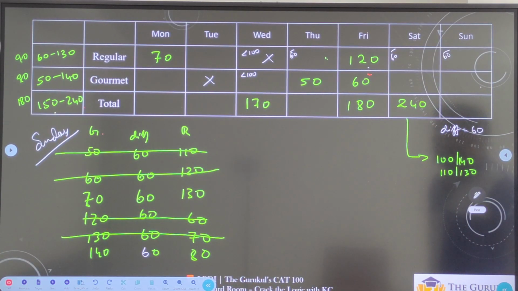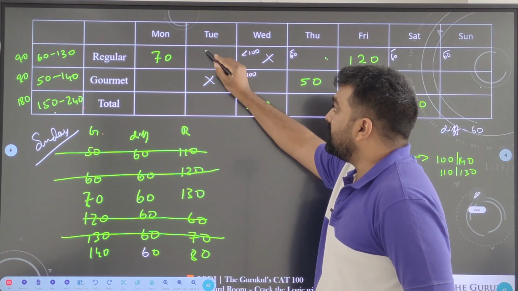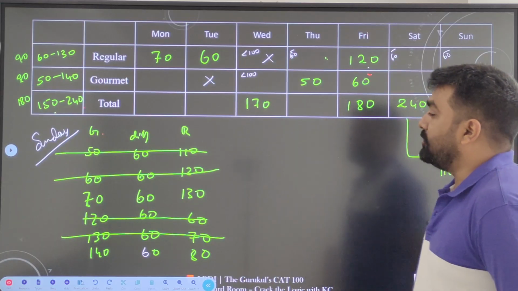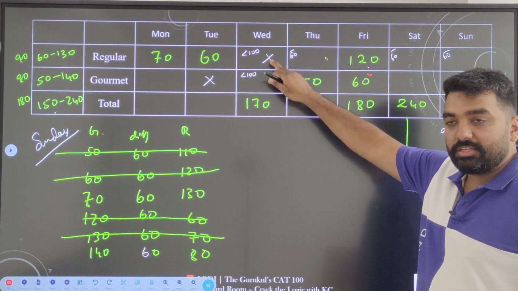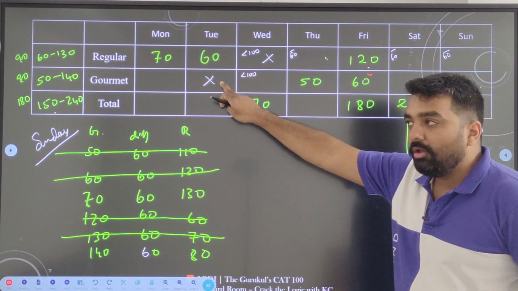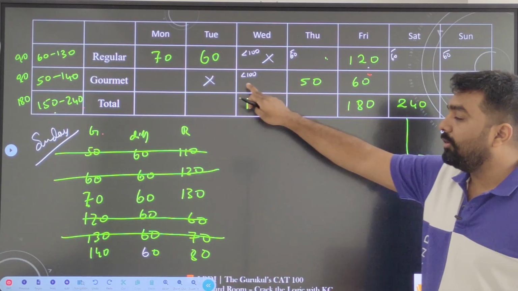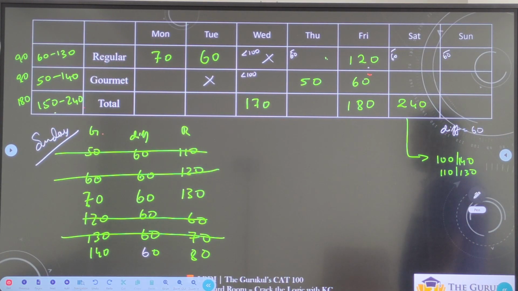Now where can 60 come? The only possibility will be this one. So 60 should definitely come on Tuesday. Why not on Wednesday? I am not writing 60 on Wednesday because if this is 60, this value should be 60. But already gourmet 60 is occupied. It can't be anywhere. So that won't be possible.